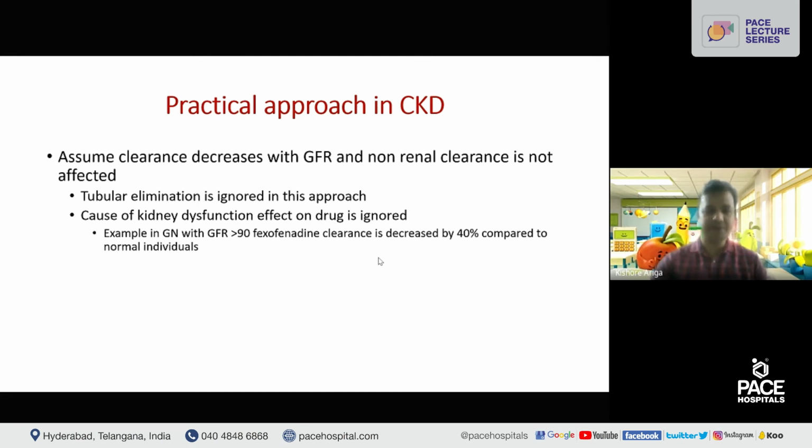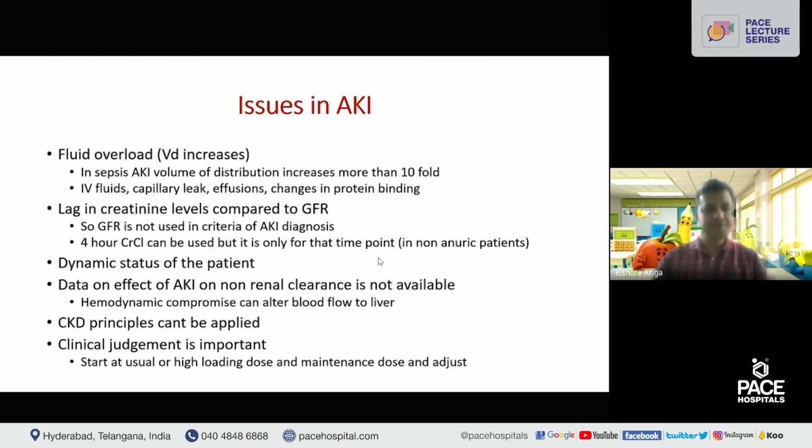Coming to AKI, the issues in AKI, as I've already told, fluid overload will be there, especially in sepsis or in AKI. Because of this there is increased volume of distribution, and the creatinine which we measure in AKI is delayed when compared to GFR. For example, we see many patients with urine output nil, but creatinine will be only 1. Does it mean that his kidney is normal?